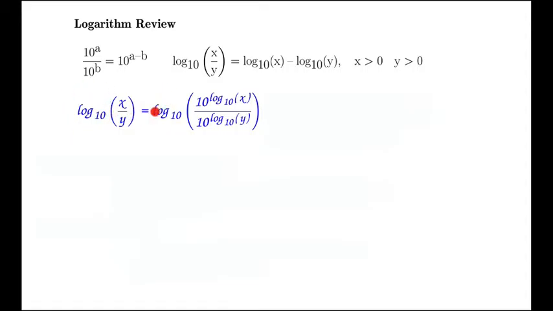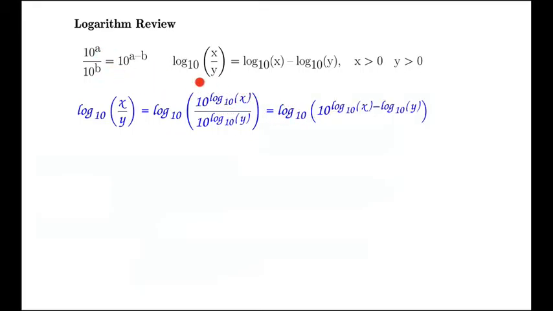So that log base 10 stays the same. x is replaced by 10 to the log base 10 of x. y is replaced by 10 to the log base 10 of y. Now look at this expression and compare this expression. It says if I have something of 10 to the a over 10 to the b, I can use this rule. Well, I've got 10 to the something and 10 to the something else, so I can use this rule. That is, a is going to be log base 10 of x, and b is going to be log base 10 of y.